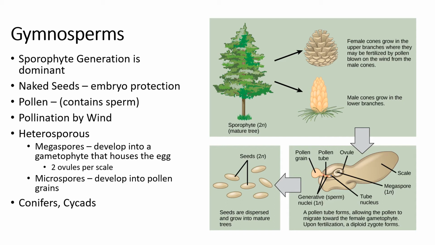Now, if we look toward the bottom of the figure, you can see one scale that's magnified for you. So this would be a scale from the female cone. When the pollen grain lands on the female cone, the first thing that happens is the development of a pollen tube, and that pollen tube grows down to access the ovule so that the sperm can fuse with the egg and form the new zygote.